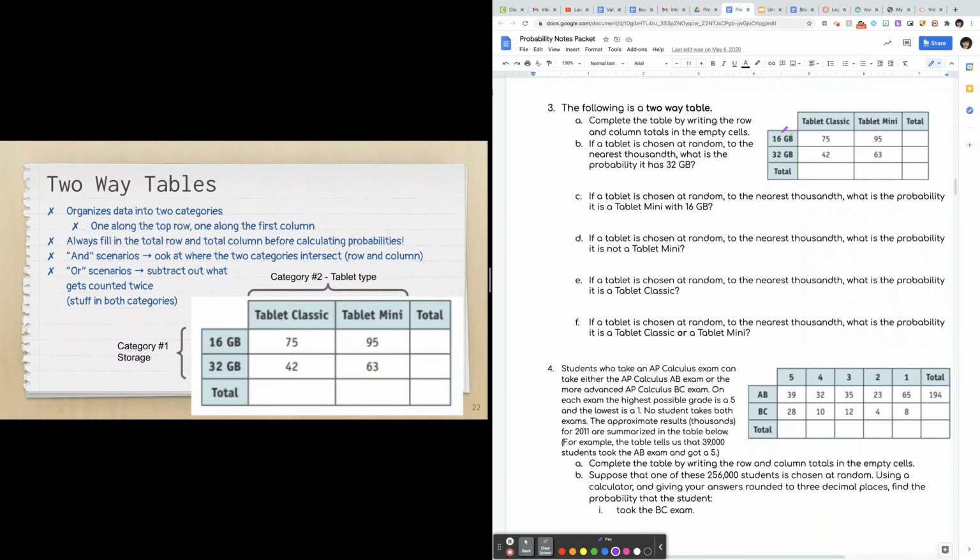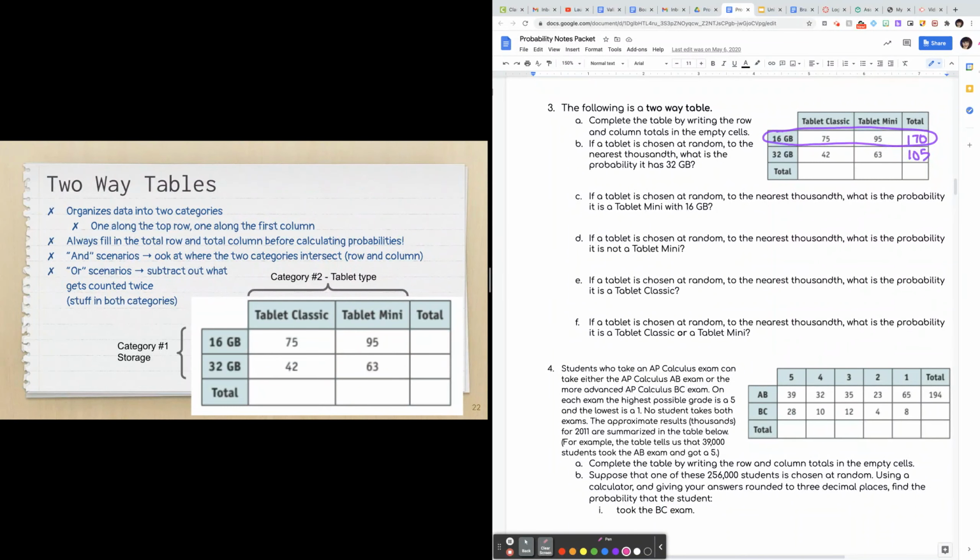Okay, so the way that you do that, say for example, I wanted to find this, the total 16 gigs, I would add those two values together, so 75 and 95, and that is 170. Okay. All right, and then if I wanted to do the same thing for the next row, I would add these two together, the 42 and the 63, so that's 105. Okay, I can do the same thing for the columns.